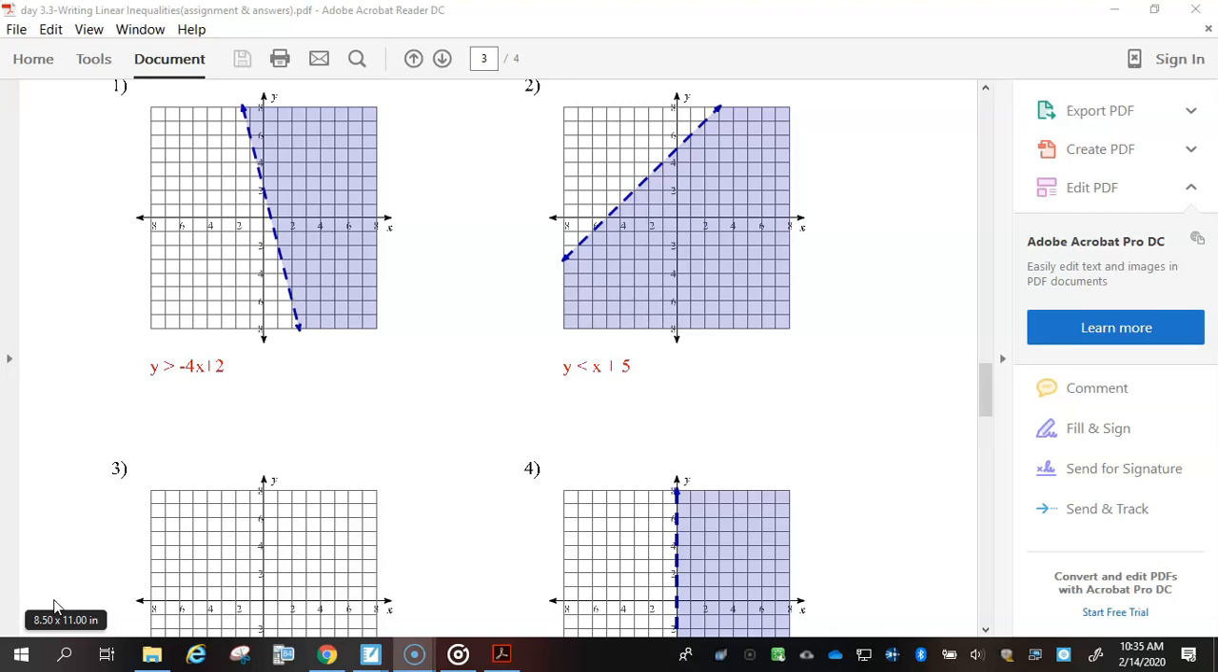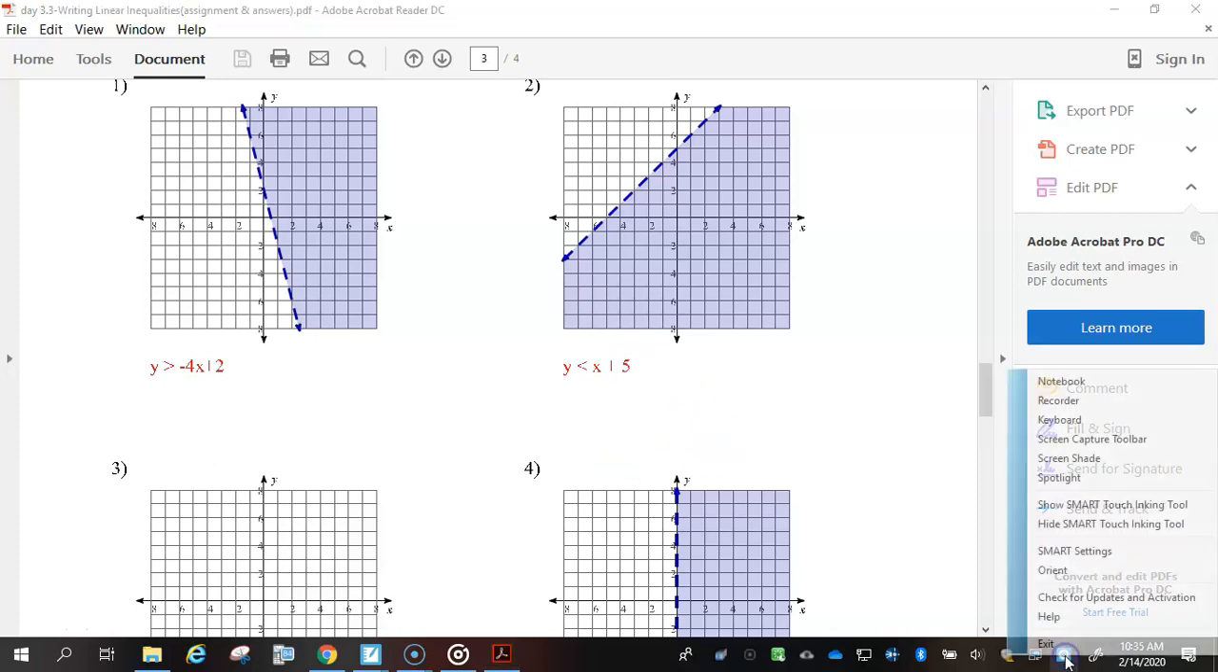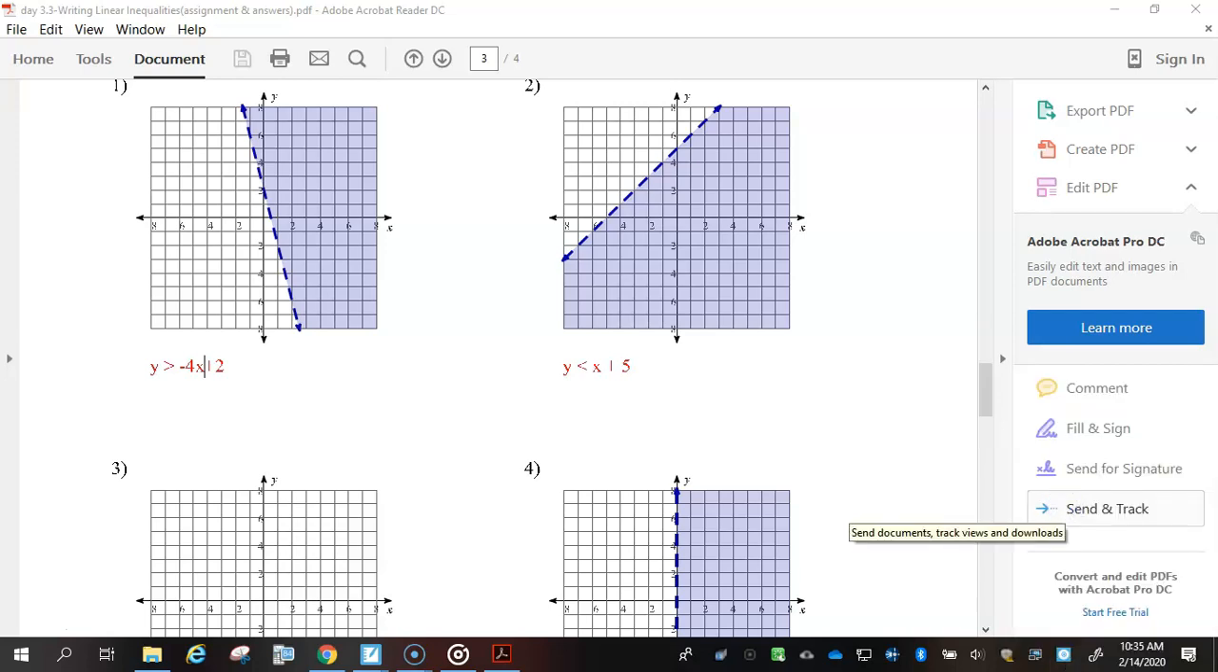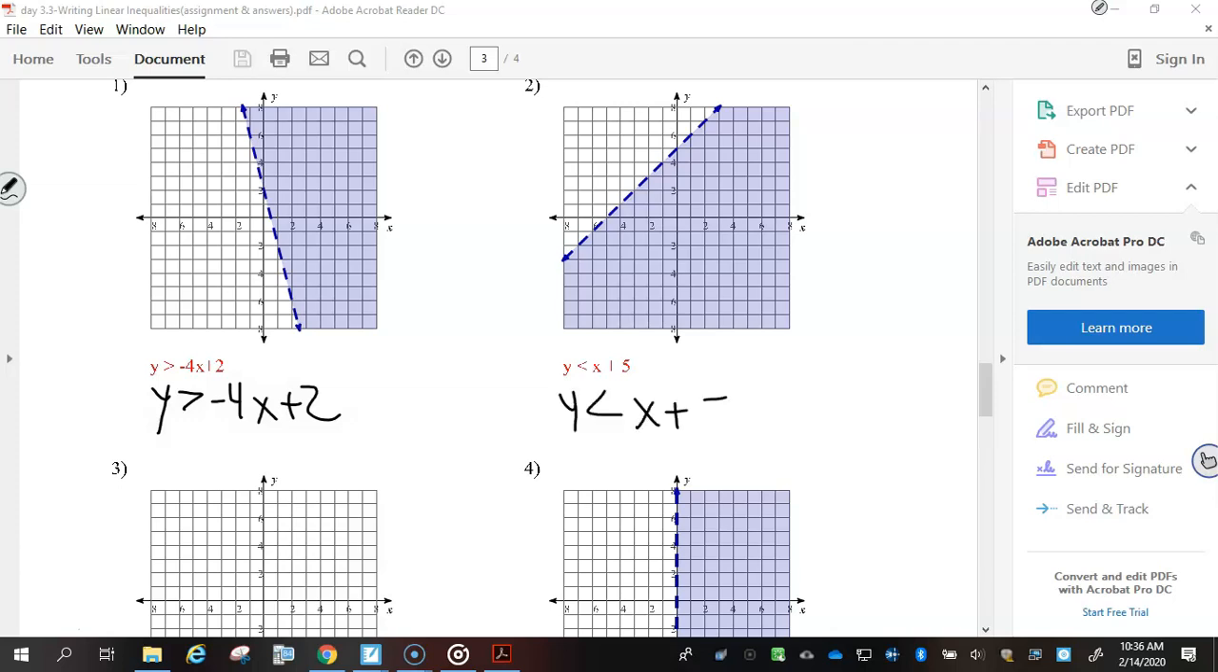For number 1, this is y. I don't know if you're doing it. Y is greater than negative 4x. That should be plus 2. Printed out here. So that's plus 2. It should be plus 2. I don't know why I did that. Okay, so y is greater than negative 4x plus 2 was number 1. Number 2 should have been y is less than x plus 5.